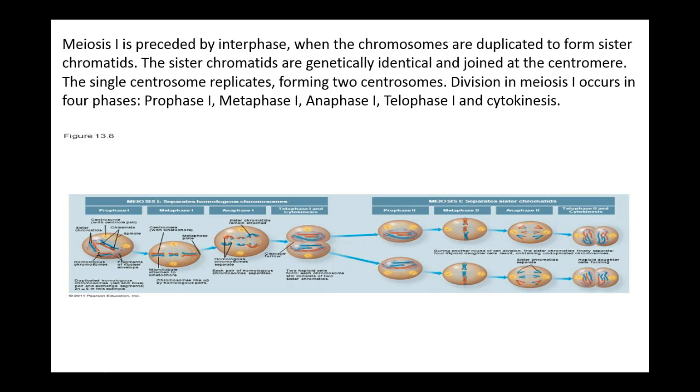And then in late prophase 1, microtubules are going to attach to the kinetochore and start lining these chromosomes up. In metaphase 1, the pairs line up. They separate in anaphase 1. They are still pairs of sister chromatids at that time, with some variation. And then in telophase 1 and cytokinesis, the pairs separate.